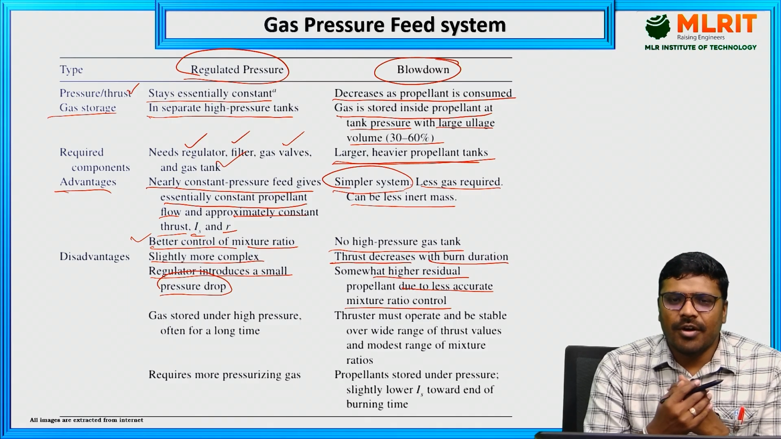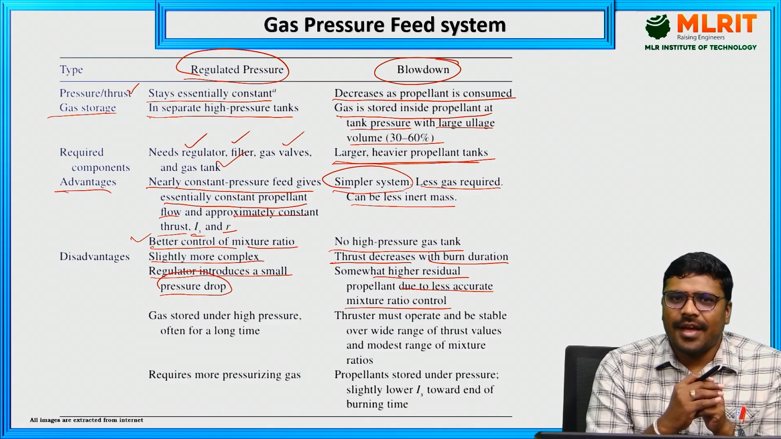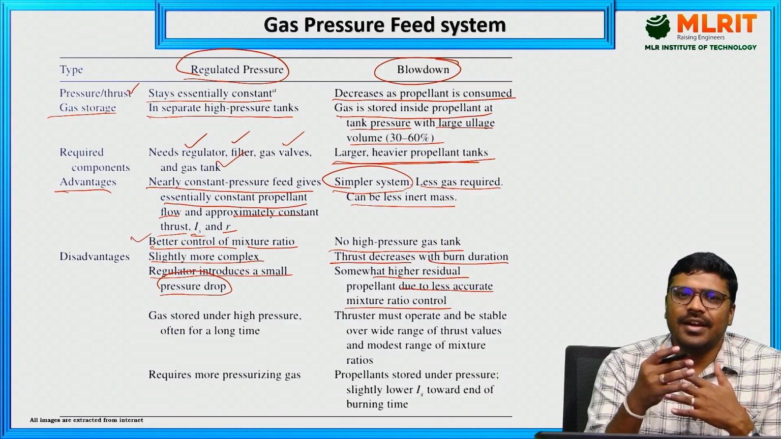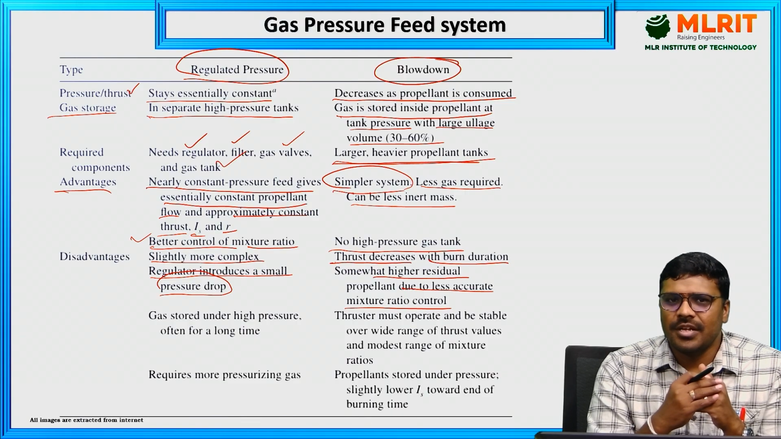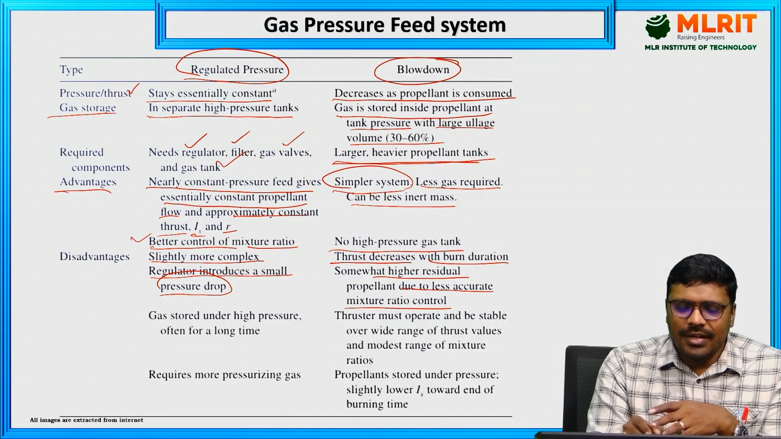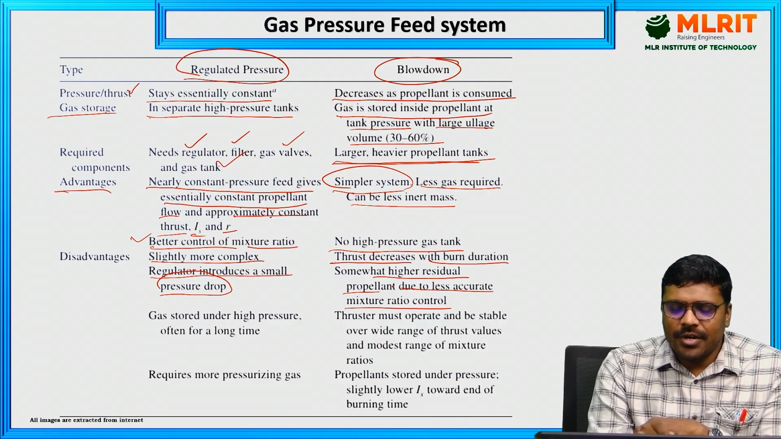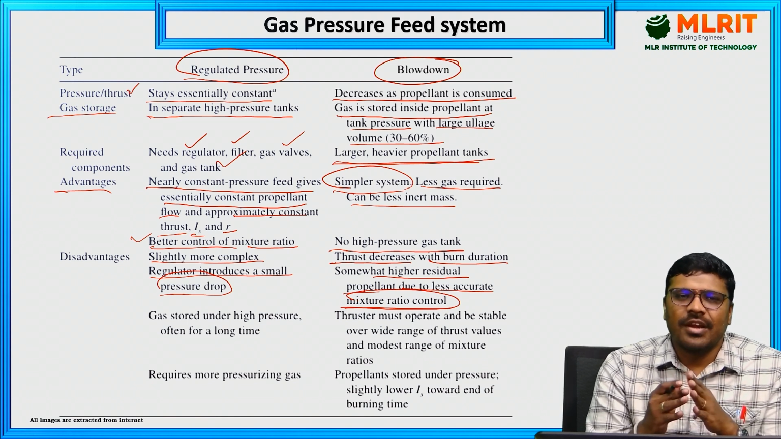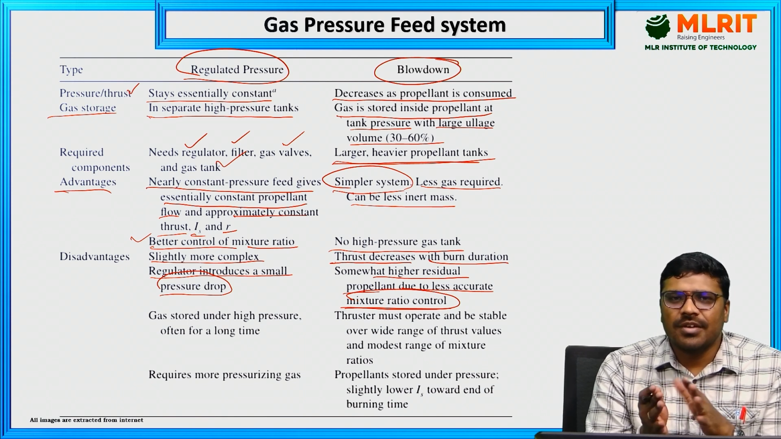Coming to the blowdown, the pressure decreases in the tank, so the propellant supply will not be 100%. At the end, the pressure in the tank will be completely less when compared to the initial. So the complete propellant cannot be consumed, and there will be some residual propellant due to the less accurate mixture ratio control.